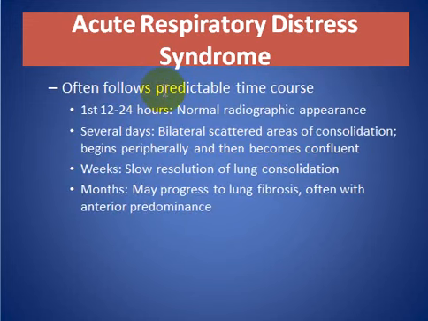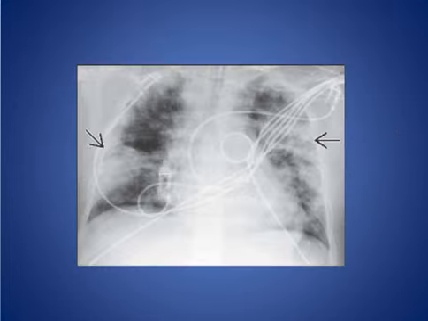Often follows a predictable time course. First, 12 to 24 hours normal radiograph appearance, several days later bilateral scattered areas of consolidation begin in the periphery and then become confluent. Weeks after weeks, there is a slow resolution of lung consolidation. Months, may progress to lung fibrosis, often with anterior predominance.